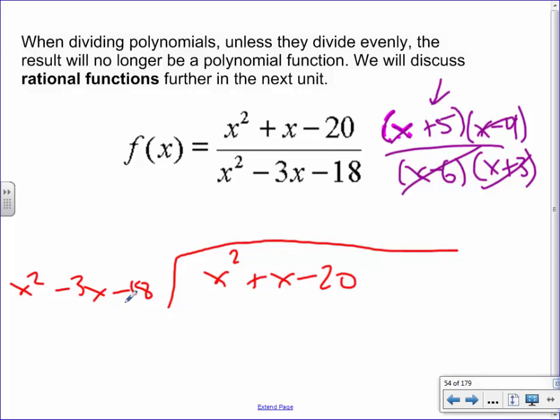It's not a binomial. Synthetic division works great on binomials, where you just have something like x minus 3 or x minus 1 or x plus 1. By virtue of this being a trinomial, synthetic division doesn't really work very well. But I can still do long division.